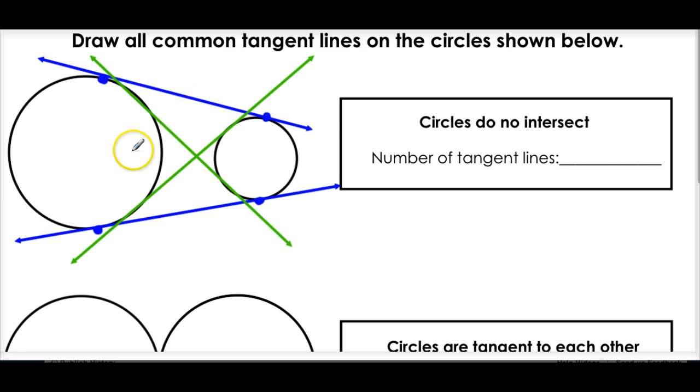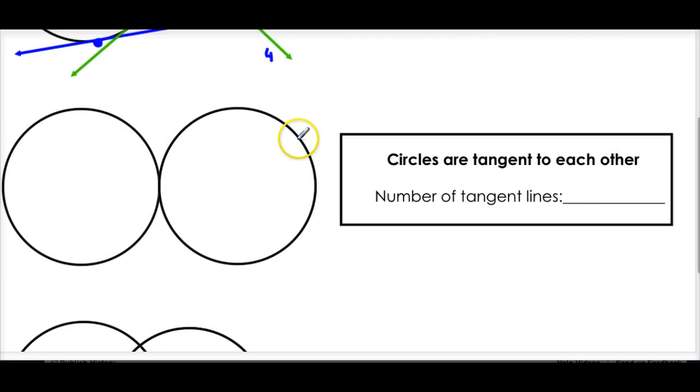So now these are 2 more tangent lines. So, if you have 2 circles that don't intersect, how many tangents can you draw? Let's see, we got 1, 2, 3, and 4. There's 4 tangent lines you can draw when they don't intersect, right? On the outsides and that little crossy thing.